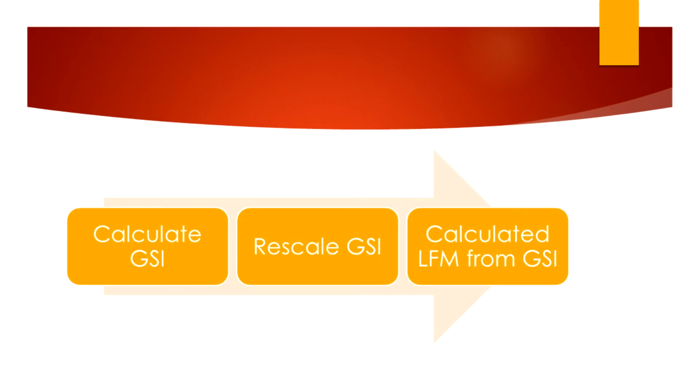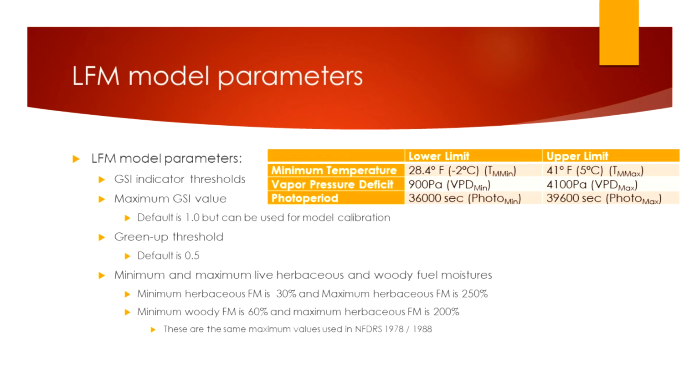So essentially, the way we get to GSI fuel moistures is we calculate the GSI, we rescale it to a common scale, just using the calculated historical maximum, so that the GSI always goes from 0 to 1, and then we calculate live fuel moisture from that rescaled value.